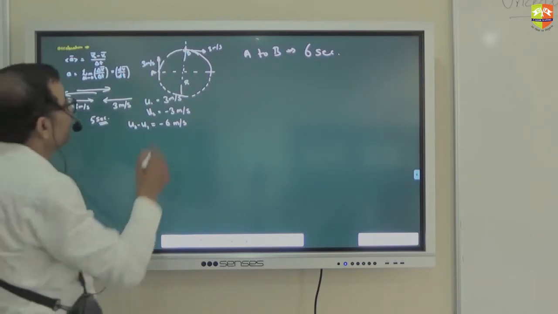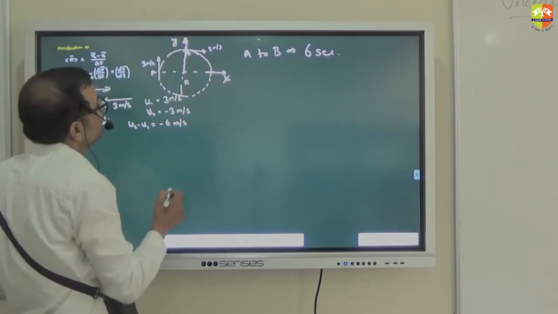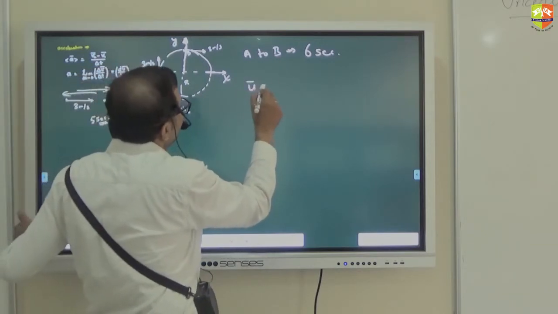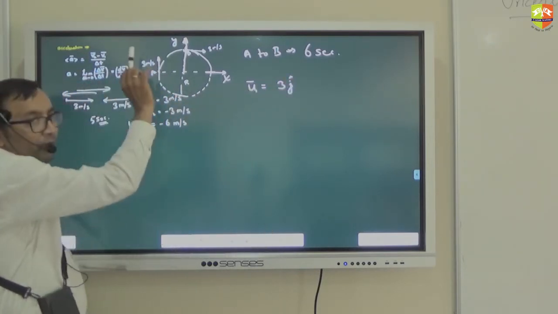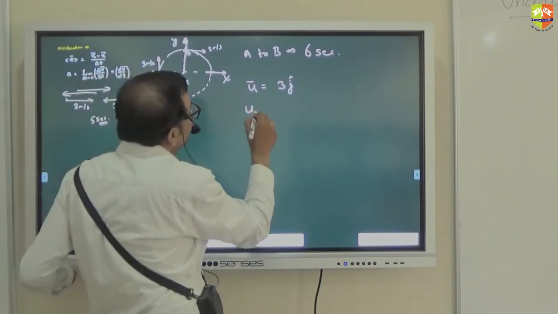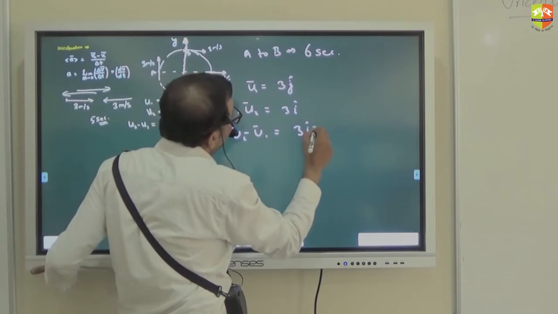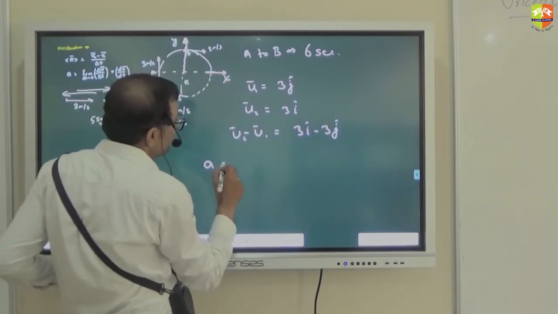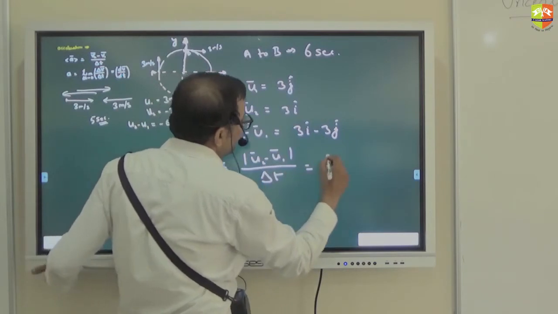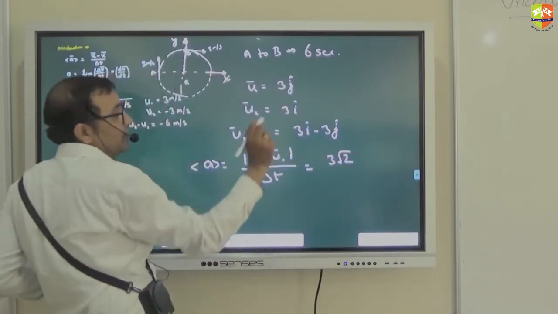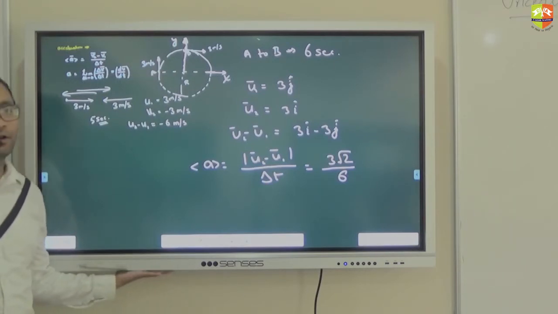So how we will do this is, you can do it simply like this. You can take this as the y-axis, this as the x-axis. So your initial velocity is what in terms of i cap and j cap? 3j, upwards. Your final velocity is how much? 3i. So the difference in velocity, v2 minus v1, is 3i minus 3j. The average acceleration is the magnitude of the difference in velocity divided by delta t. The magnitude is root of 3 square plus 3 square, which is 3 root 2, divided by 6. So it is 1 by root 2 meter per second square, the magnitude of acceleration.